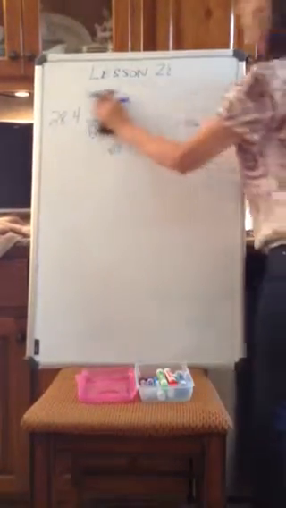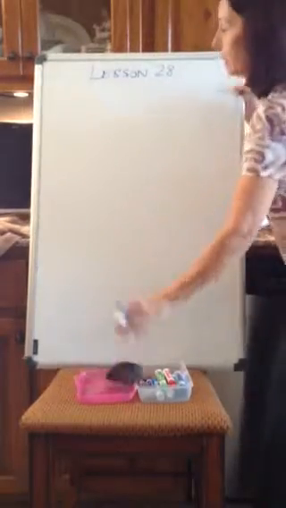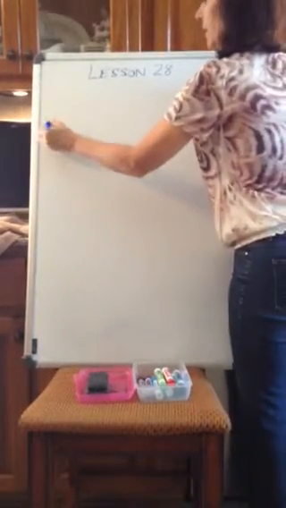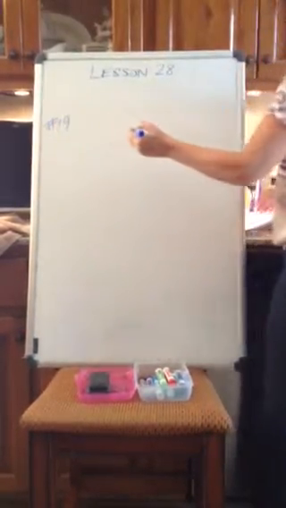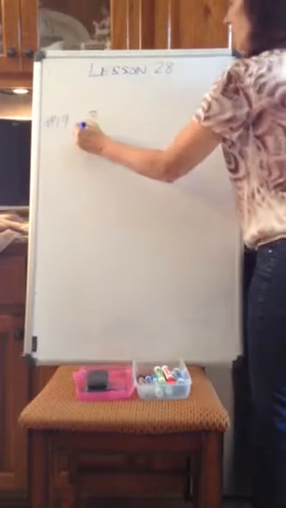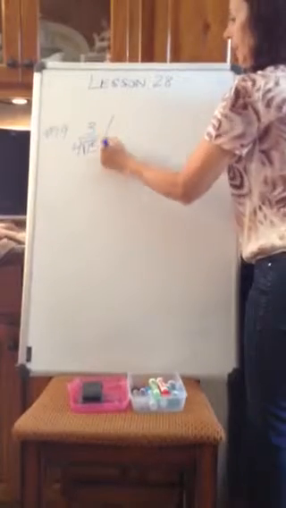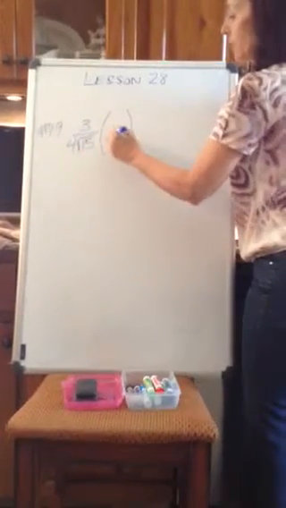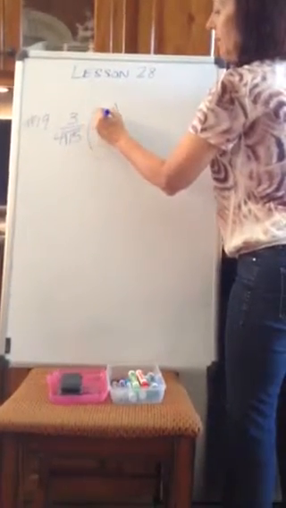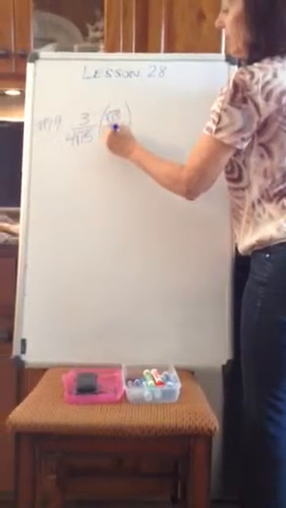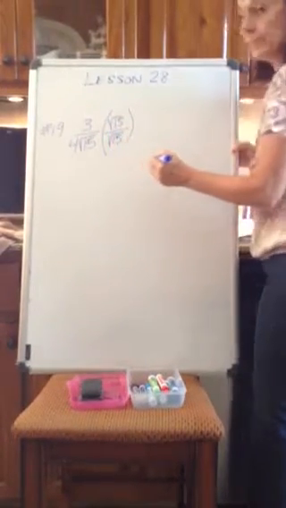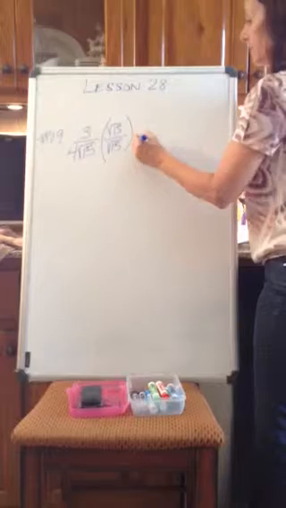Let's look at problem 19 from this lesson. Number 19 is 3 over 4 times the square root of 15. Again, to eliminate my radical, I'm going to multiply by it over itself. The square root of 15 over the square root of 15.